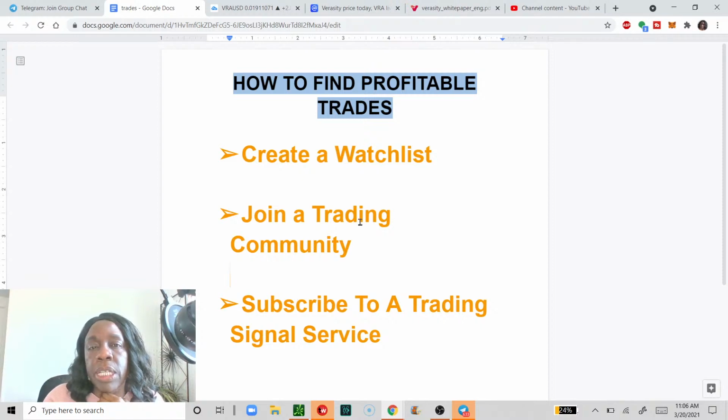And for those of you who joined later, we started off with this document on how to find profitable trades. Your watch list is your friend. When you hear about coins that have moved in the past, maybe you missed the movement, put it on your watch list. Keep an eye on it. Join a trading community. Subscribe to a trading signal service.